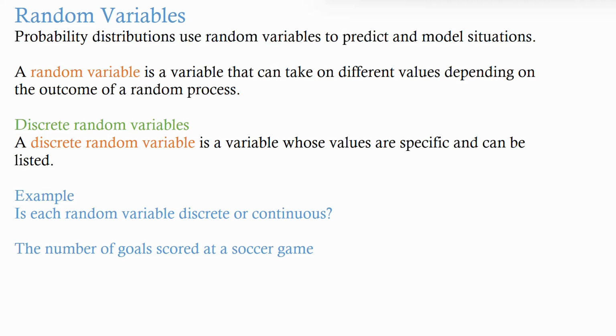In this video, we're covering discrete probability and we're focusing on random variables. Probability distributions use random variables to predict and model situations. A random variable is a variable that can take on different values depending on what the outcome of a random process is. Essentially, it's just your outcome. Discrete random variables are variables whose values are very specific and can be listed, and they're whole numbers.